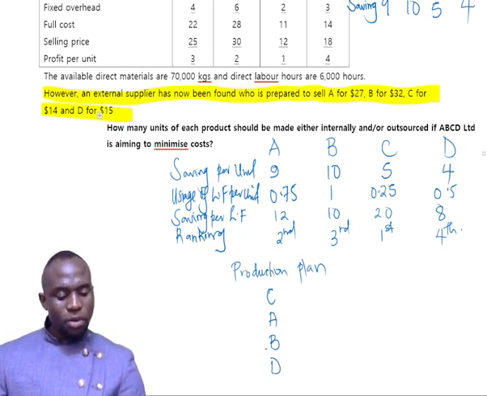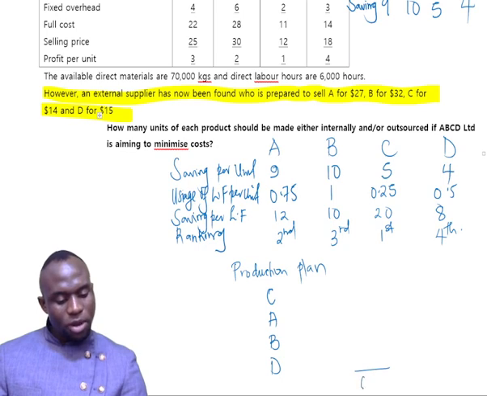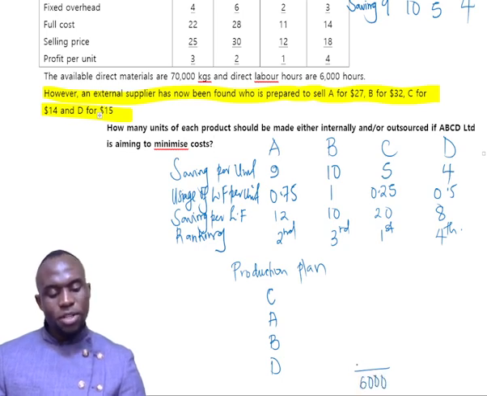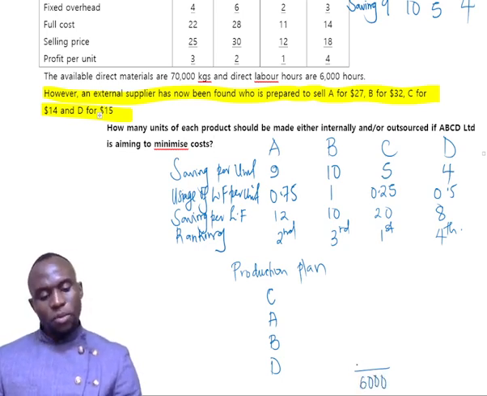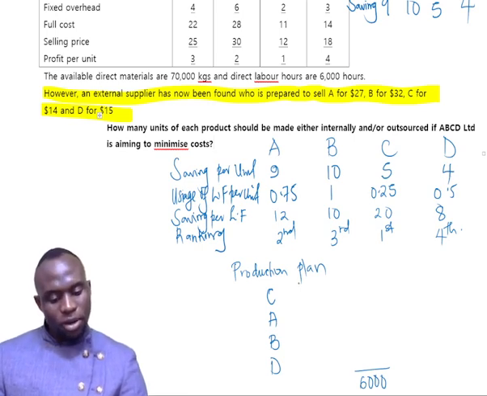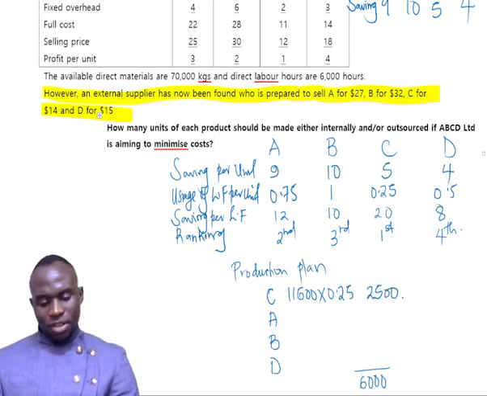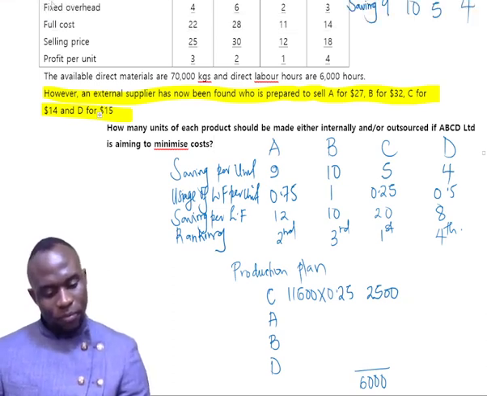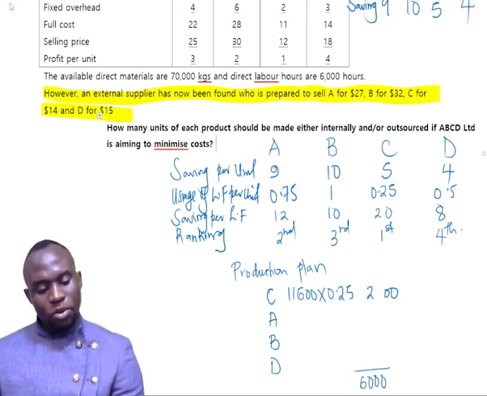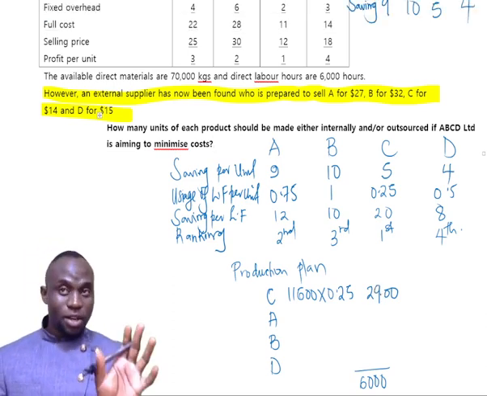Now why do we have a production plan? It is because the total hours are limited to only 6,000 hours. So we make product C, and product C, the units were 11,600, but each unit uses 0.25 hours. And if we multiply, we get 2,900. So if we produce all the units of C, that is the time we take.